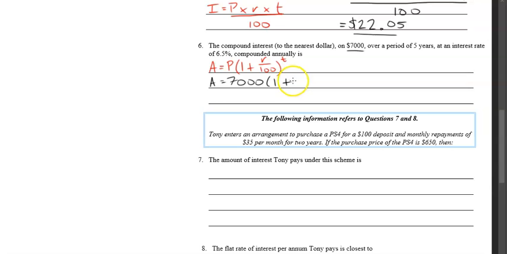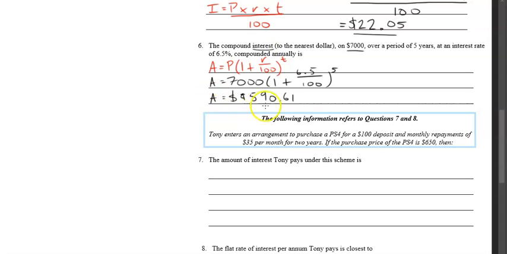Our rate is being provided as 6.5%. And our time frame is 5, so it's to the power of 5. It's not times 5, it's to the power of 5. This ends up being, when calculated, $9,590.61. But you've got to be careful because it's looking for the compound interest amount.